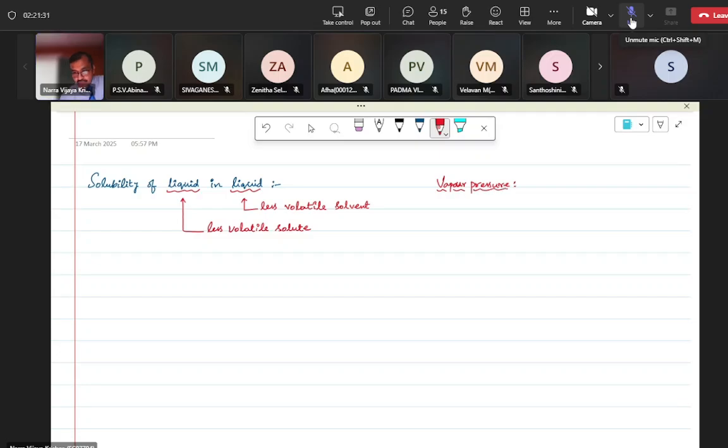Vapor pressure means pressure exerted by vapor on the surface of its liquid at equilibrium. Pressure exerted by vapor on surface of its liquid at equilibrium. What is the meaning? What is the meaning, sir?